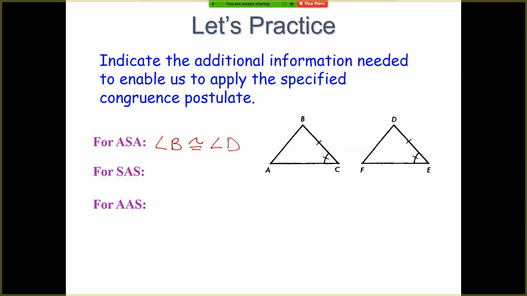For side, angle, side, we have a side and we have an angle, but I need another side. I have two options. I can pick this side or I can pick this side. It matters because you want the one side that would include the angle. So I have to pick AC because that would include angle C. So side AC would have to be congruent to side FE.